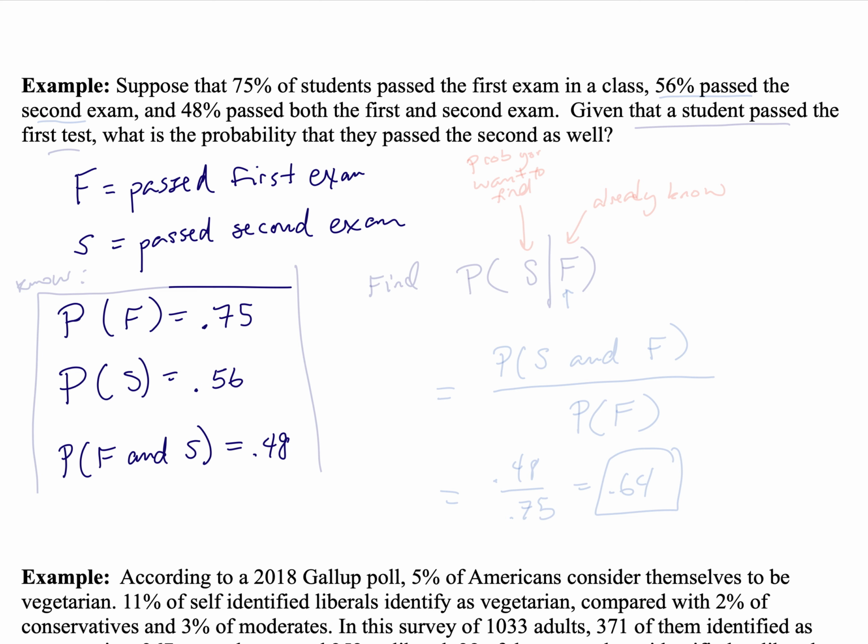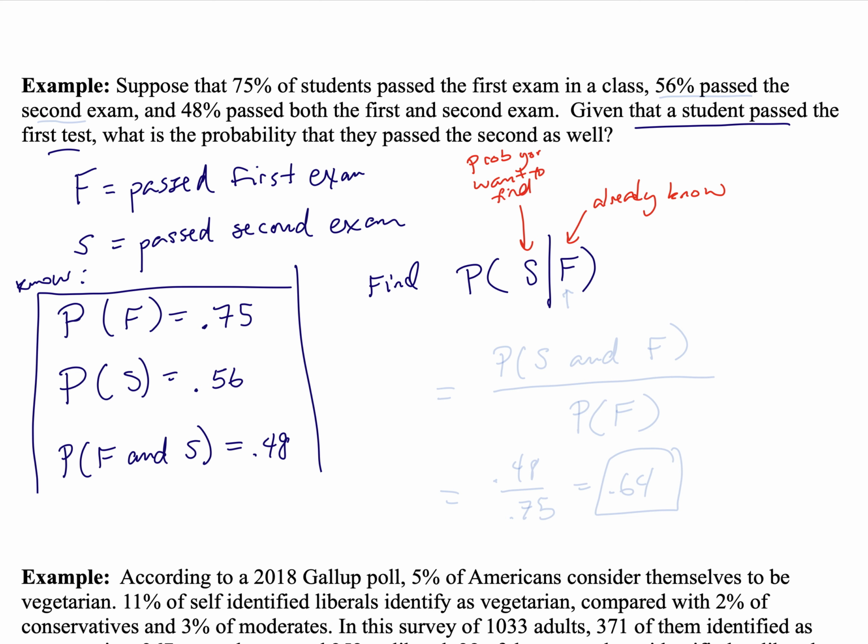So, okay, what were we looking for? This is what we already know. So what were we trying to find out? We want to find the probability that given the student passed the first test, what is the probability they pass the second as well? So we are looking for the probability that they pass the second test knowing that they passed the first test. And just in general, in terms of notation, this is always the thing you already know, and this is the probability you want to find.